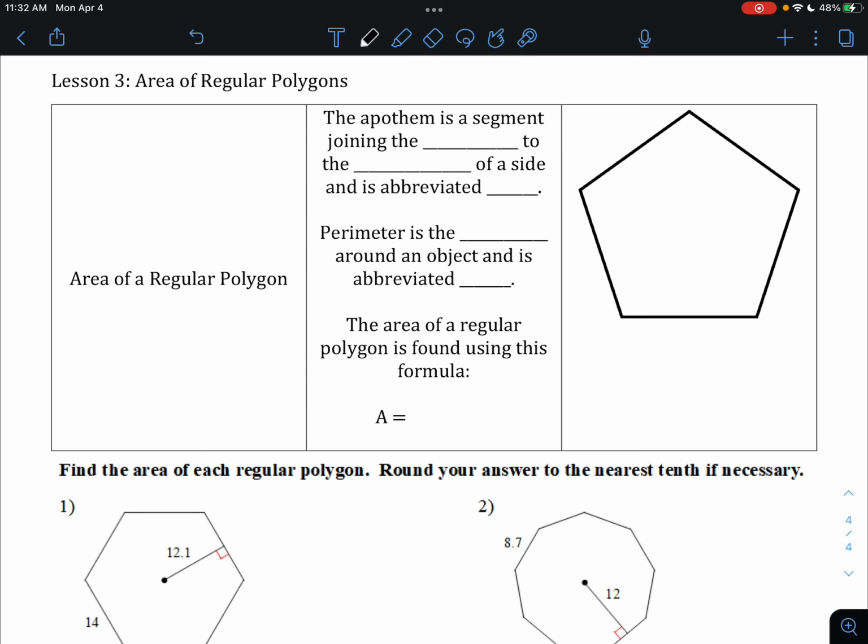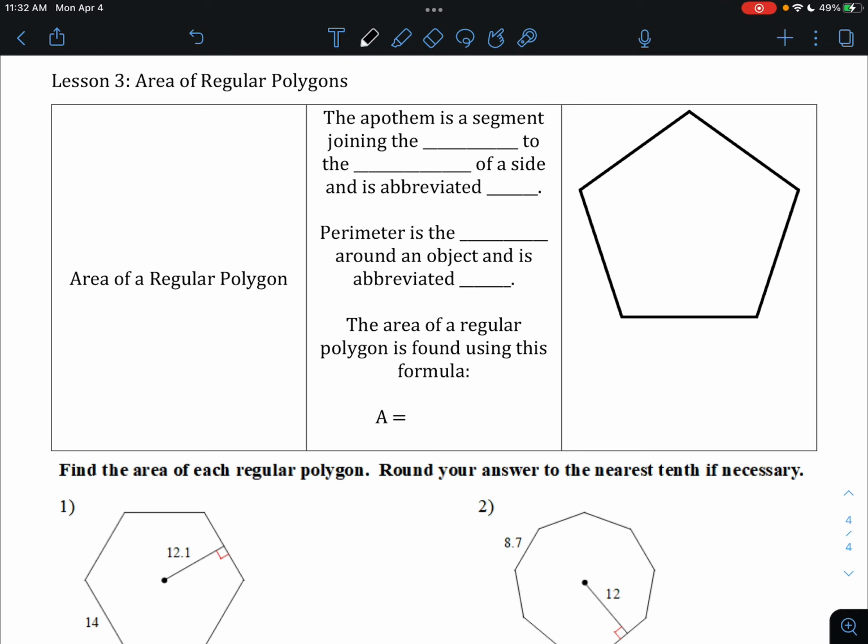Now, it sounds like a lot, but there's actually a formula that we follow that works for every single regular polygon. It even works for regular triangles and regular quadrilaterals, which are squares. So we can use that formula with any of these. And one of the things that we need to know first are some of the parts of our formula.